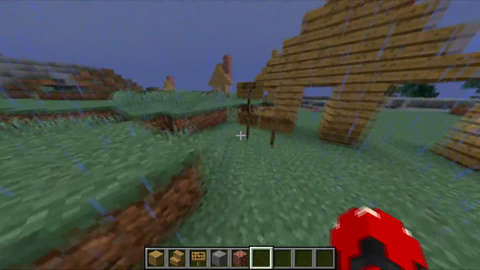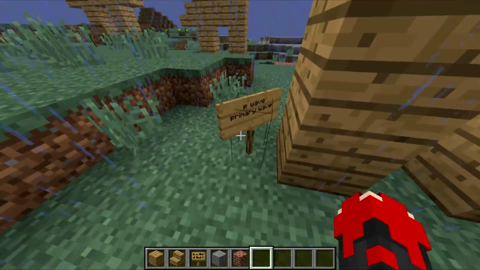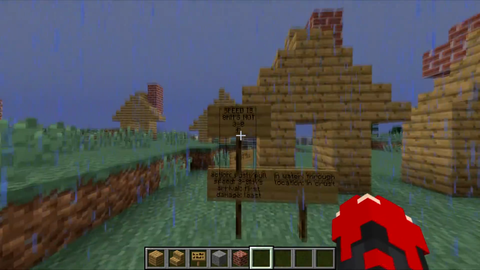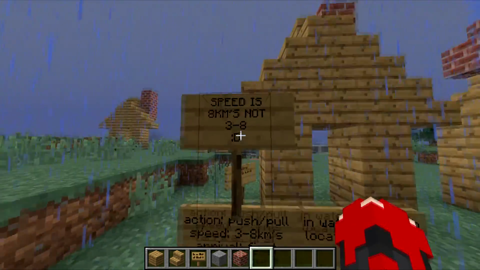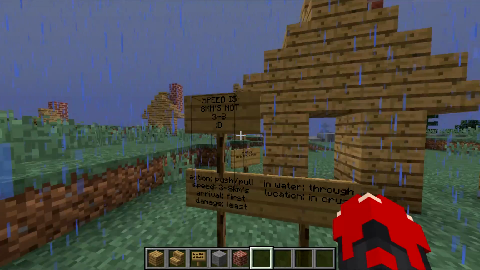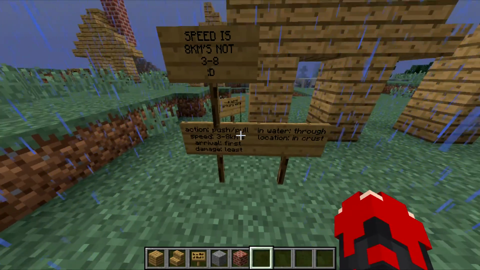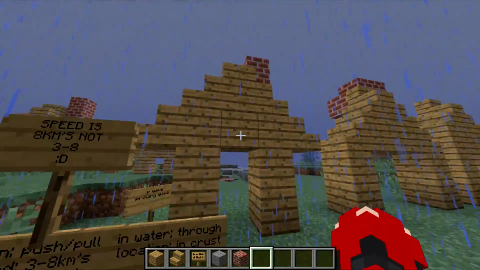Okay, sweet. So this is the stats for the P wave, the primary wave. The speed is 8 kilometers a second, not 3 to 8. I messed up, okay? So just ignore that bit. The action is push and pull. So then we have some diagrams.